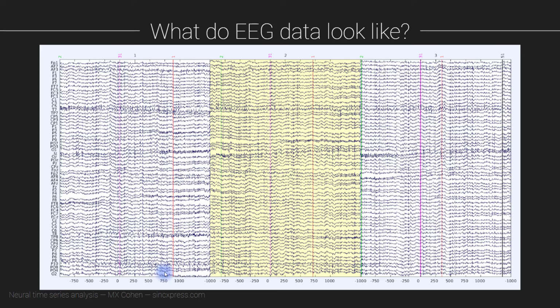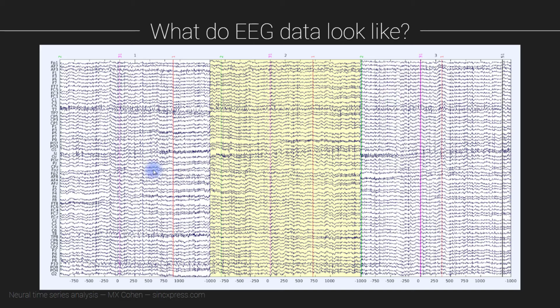Now, this time scale here is a little bit difficult to interpret. It's time in milliseconds, but this is actually not continuous time. That's because what I've done is cut up the data into 3 separate trials or epochs. And I've highlighted this middle one in yellow, not because it's particularly special, but just to help you see the distinction between this epoch and this epoch.